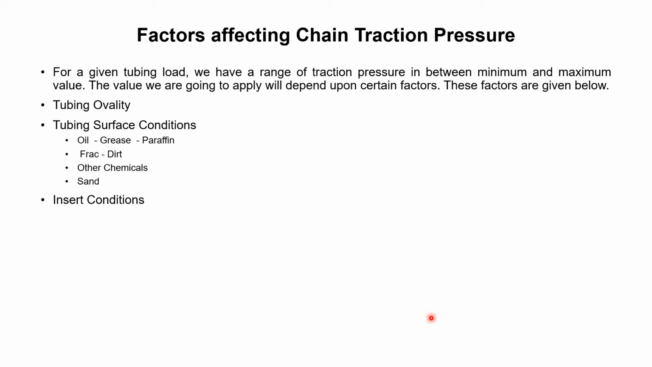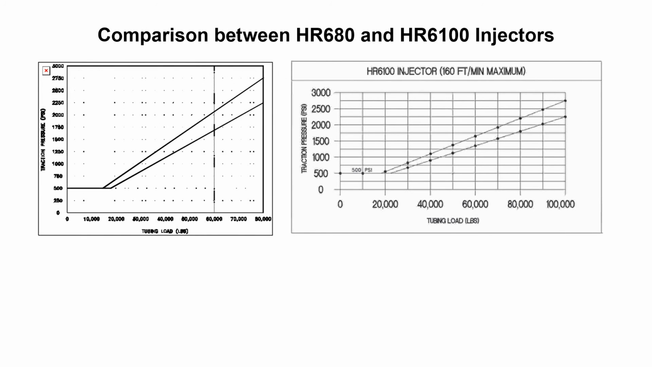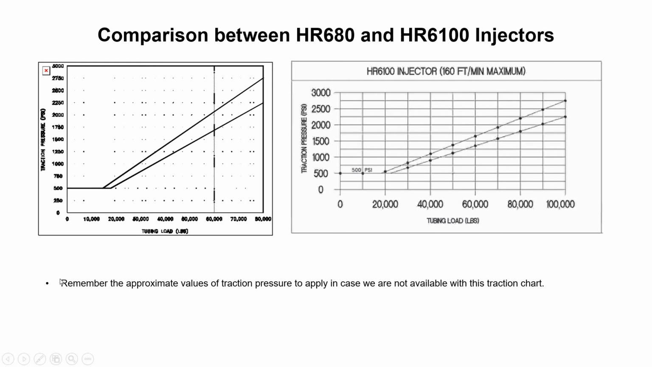And also we'll consider insert conditions, that is the condition of the gripper blocks, whether they are worn, scratched, polished or smooth. All these factors will lead to higher traction pressure to avoid slippage during a real-time operation. Now we'll see a comparison between the HR680 model and the HR6100 injector model. We know that nowadays most of the time we are using an 80K injector or a 100K injector, and now we'll compare their traction values.